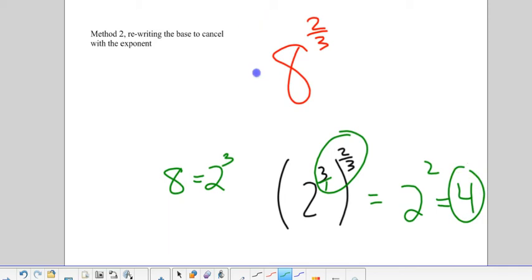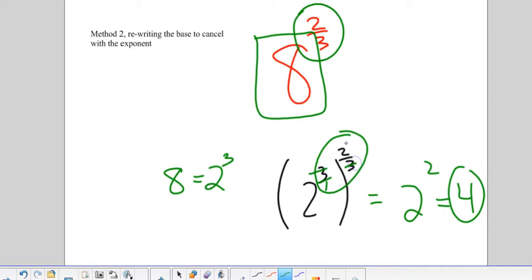So if I think I can rewrite this base, a lot of times it will go nicely with the power and cancel out. In this case, it canceled out the 3's, left you with 2 to the 2nd power. So that would be another option.